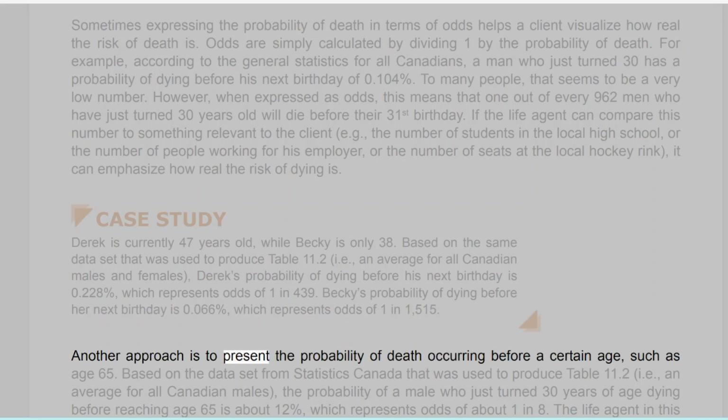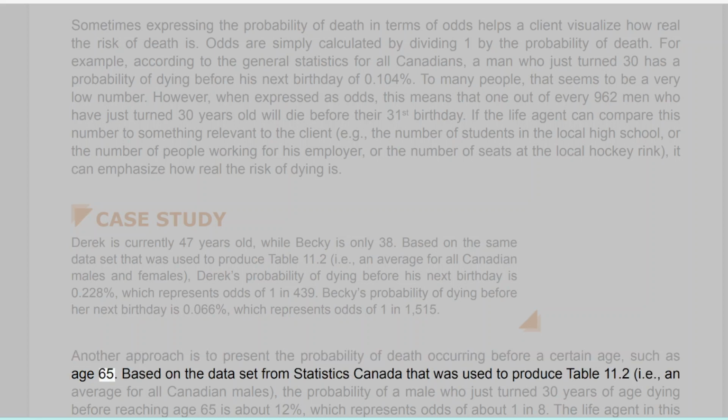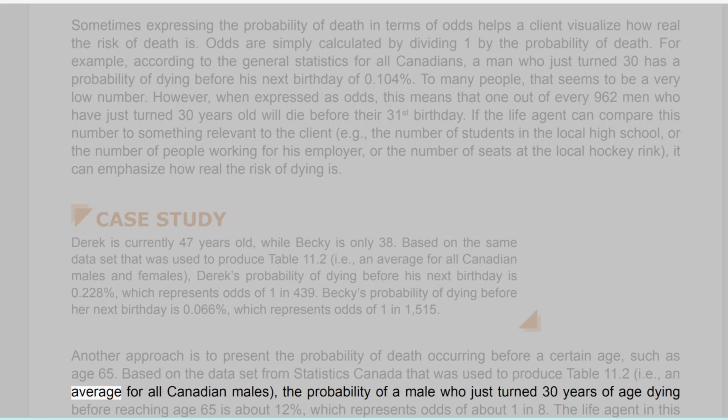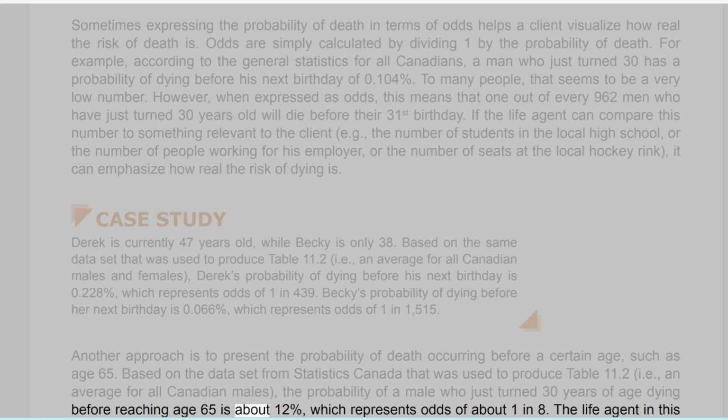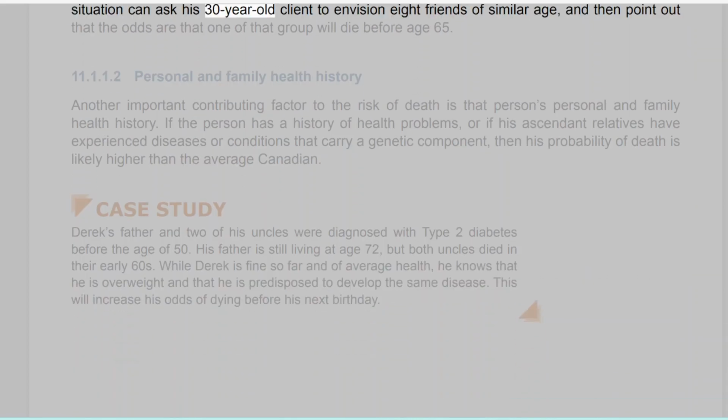Another approach is to present the probability of death occurring before a certain age, such as age 65. Based on the data set from Statistics Canada that was used to produce Table 11.2, i.e., an average for all Canadian males, the probability of a male who just turned 30 years of age dying before reaching age 65 is about 12%, which represents odds of about 1 in 8. The life agent in this situation can ask his 30-year-old client to envision 8 friends of similar age, and then point out that the odds are that one of that group will die before age 65.